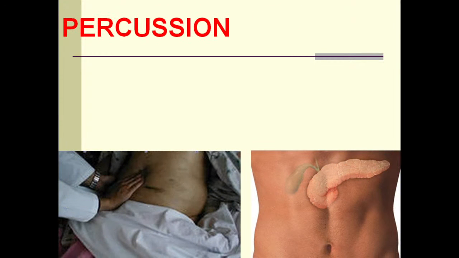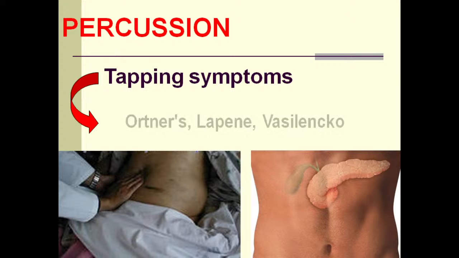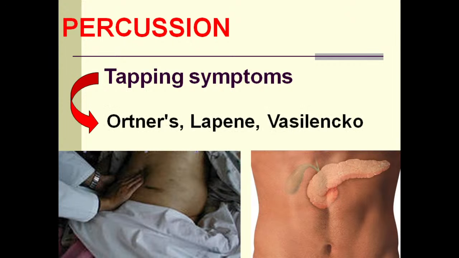Percussion of the gallbladder is not used to determine the size of the organ, it's impossible, but with percussion we check tapping symptoms, which also help clarify pathology of the gallbladder. Three tapping symptoms, Ortner, Lepene and Vasilenko, will be asked on the exam.